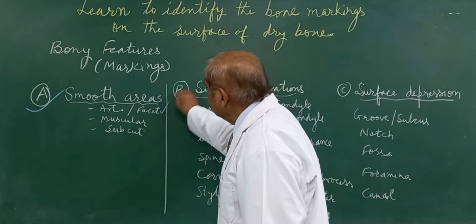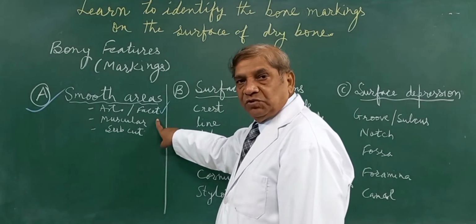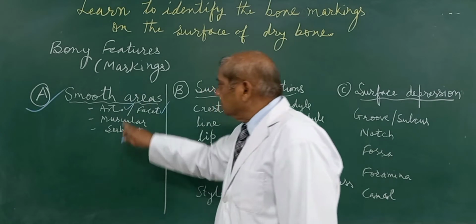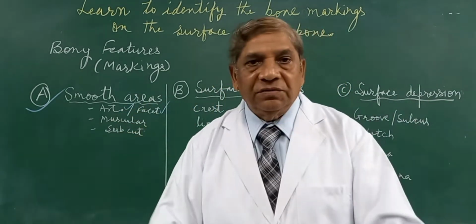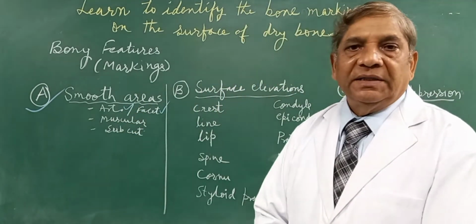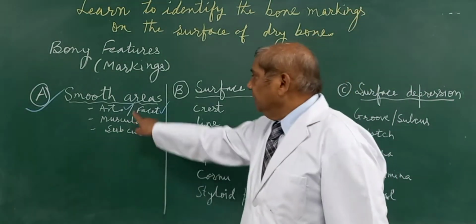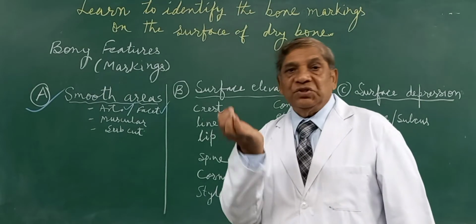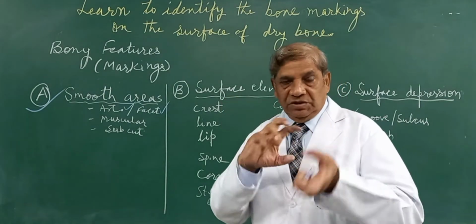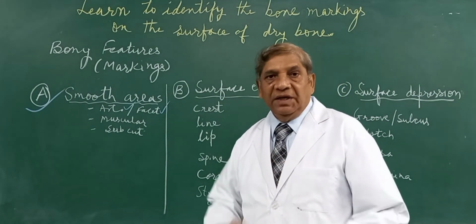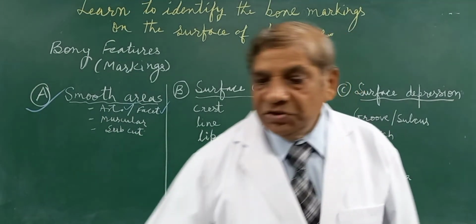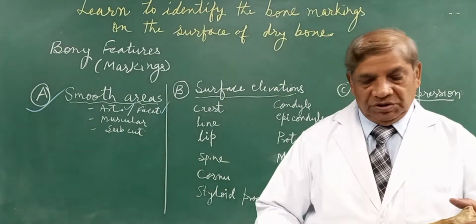So either it is a facet, which is a small smooth area covered by hyaline cartilage or articular cartilage. Similarly, the large articular area is also covered by the hyaline or articular cartilage. They are responsible for the formation of a very smooth area, because joint movements are taking place and it should be smooth. But then there are areas which are also smooth in the shaft.